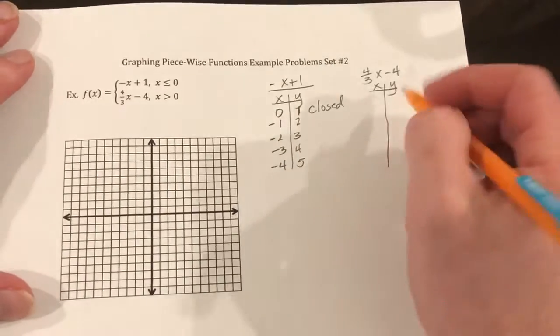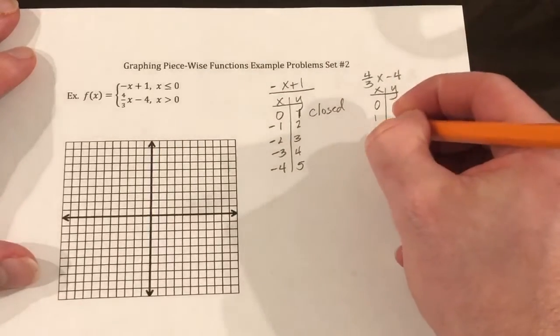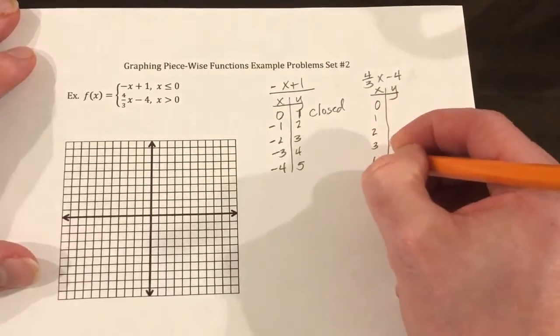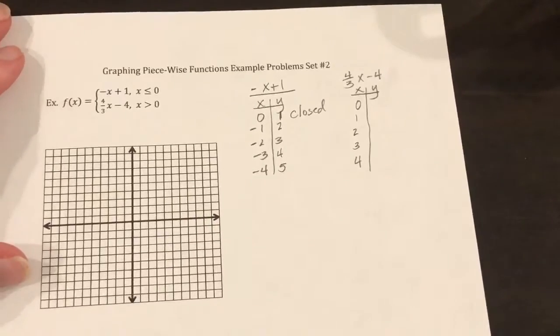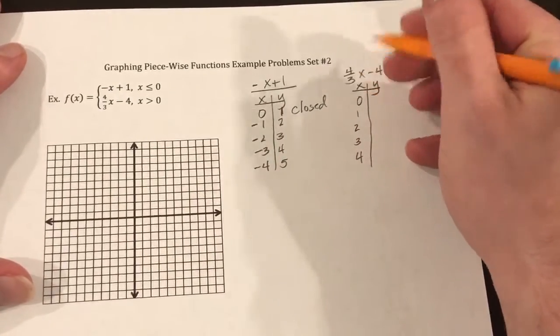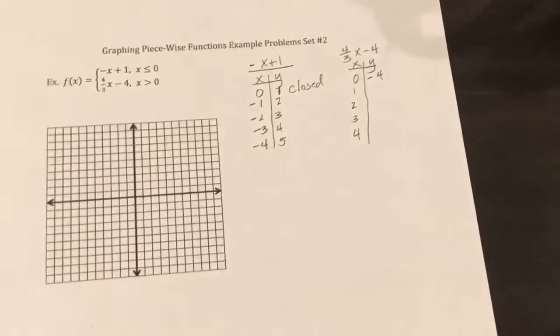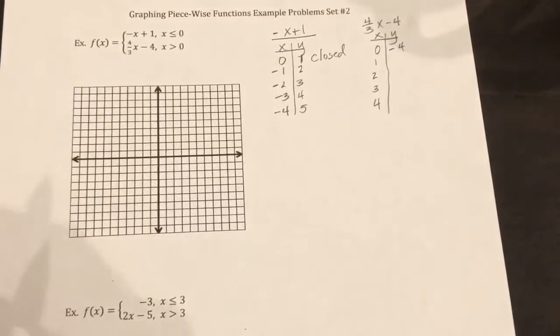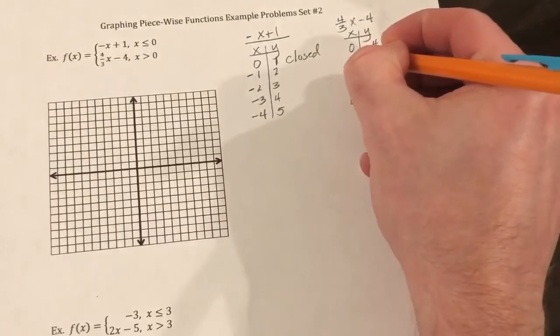Now we're going to pick values starting at 0 and 1, 2, 3, and 4. Like we did before, we're going to plot the good points when we go to graph this. So plug in a 0, you should get a -4. Plug in a 1, 4/3 minus 4 is -8/3.